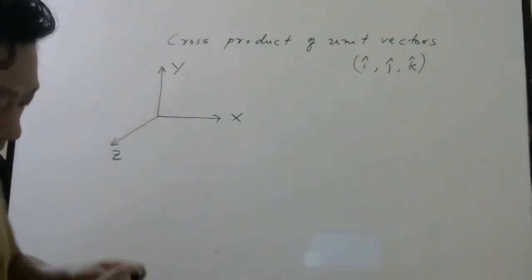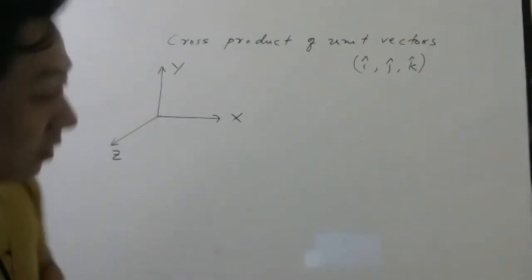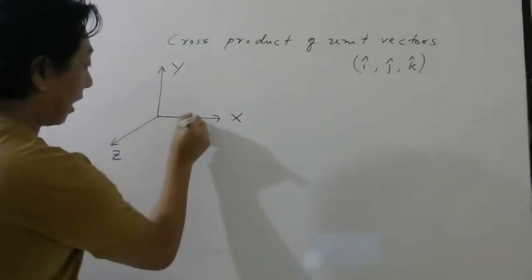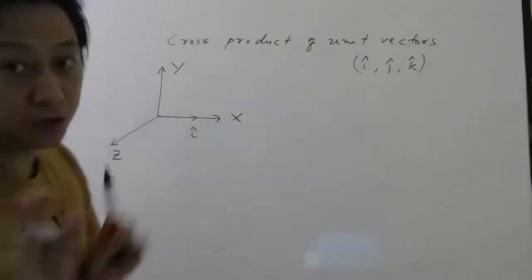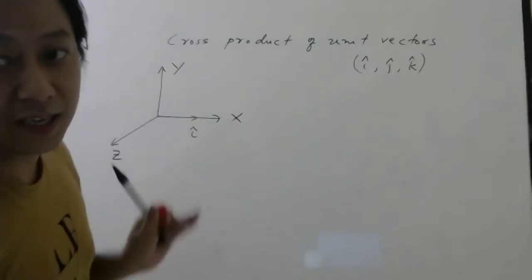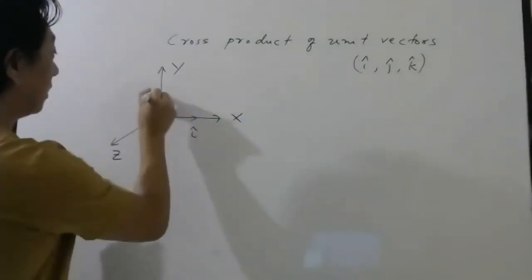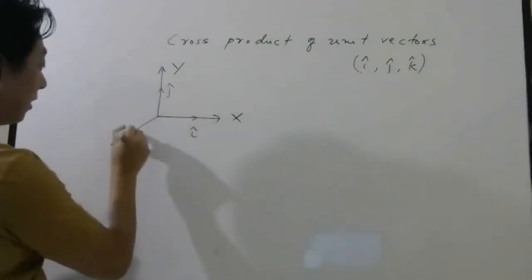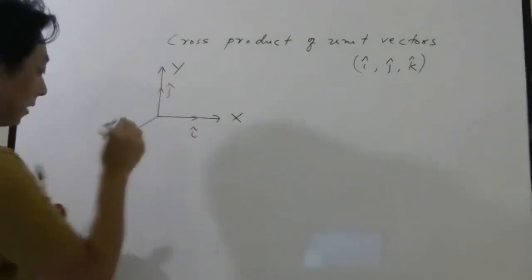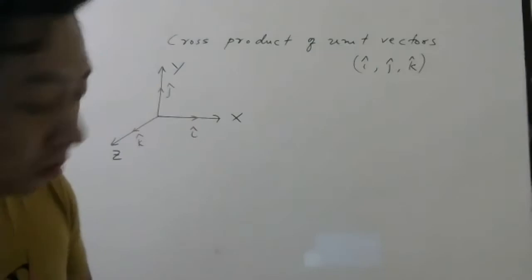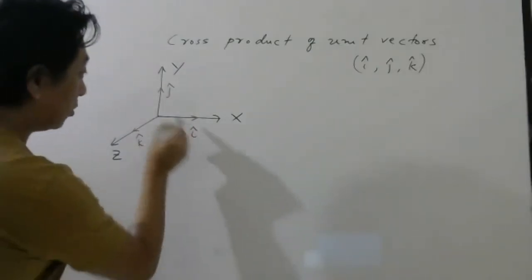Okay, students. Now, what is the unit vector we write along the x-axis? i cap, historically. Since long back, people have been writing like this. So along the x-axis we write unit vector i cap, here we write j cap, here we write k cap. So let us try to find what the cross product of these unit vectors is.